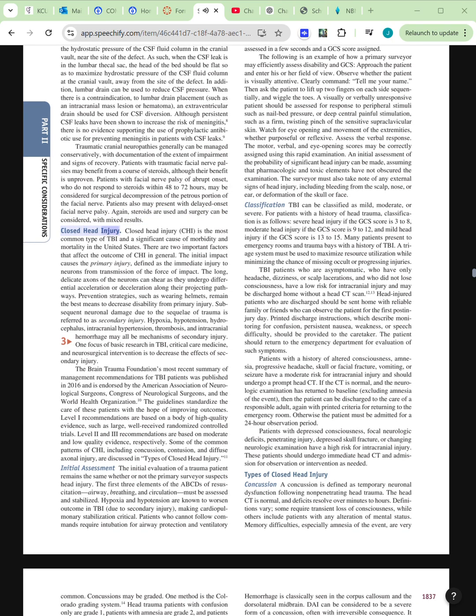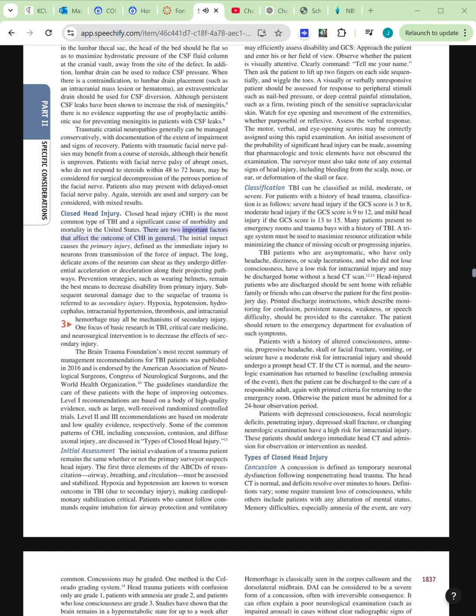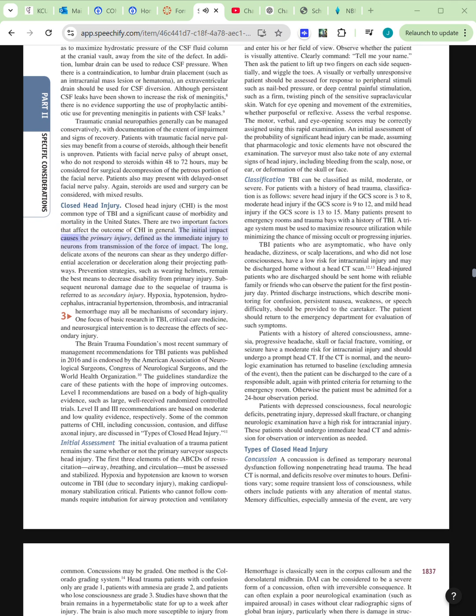Closed head injury. Closed head injury, CHI, is the most common type of TBI and a significant cause of morbidity and mortality in the United States. There are two important factors that affect the outcome of CHI in general. The initial impact causes the primary injury, defined as the immediate injury to neurons from transmission of the force of impact.